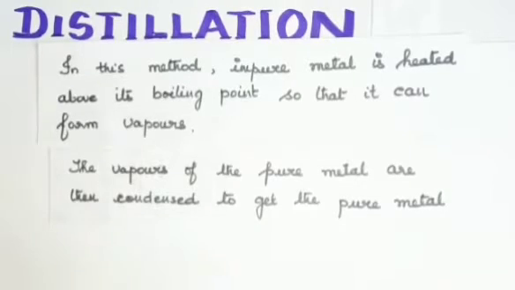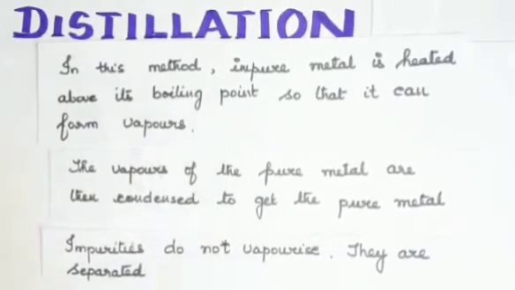For example, let us heat the zinc metal. After reaching its boiling point, the zinc metal gets vaporized. Then the impurities do not vaporize, so they are separated.